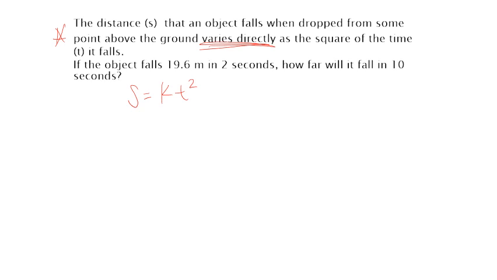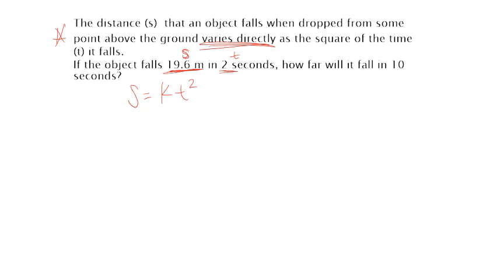Okay, now they give us some information. If the object falls 19.6 meters, so that would be our distance, in 2 seconds, that would be our time. How far will it fall in 10 seconds? So this one's going to actually add one extra step from those first ones that we were doing. I know a value for the distance and the time, so I could solve for K.